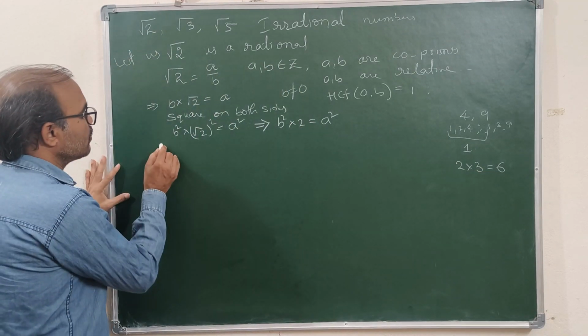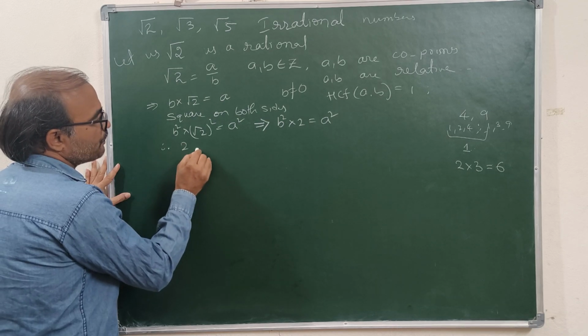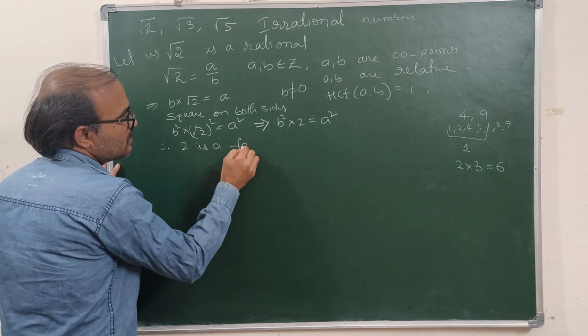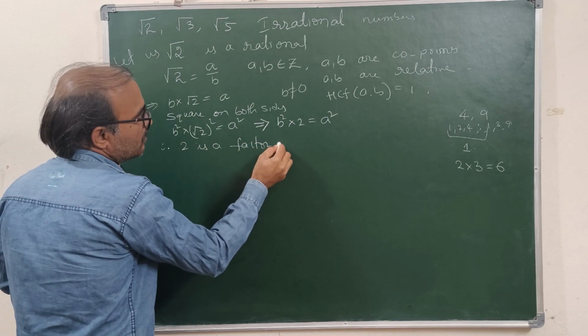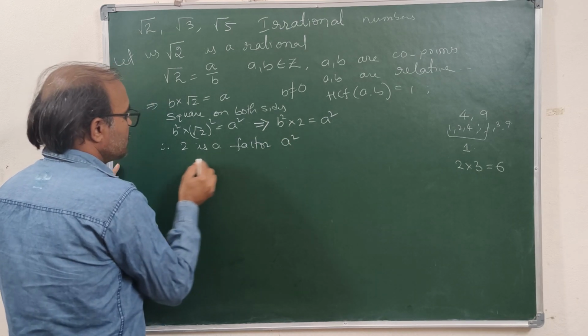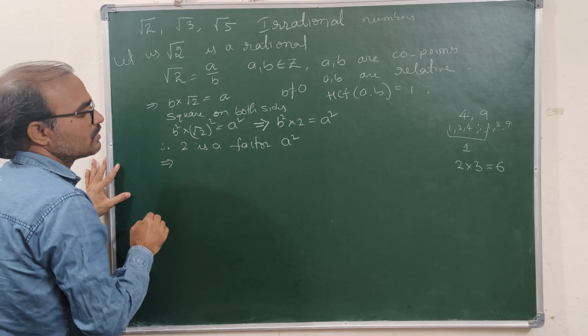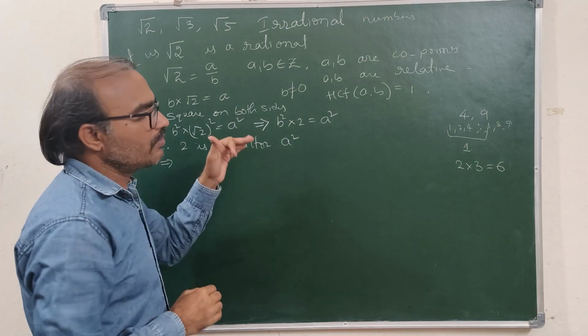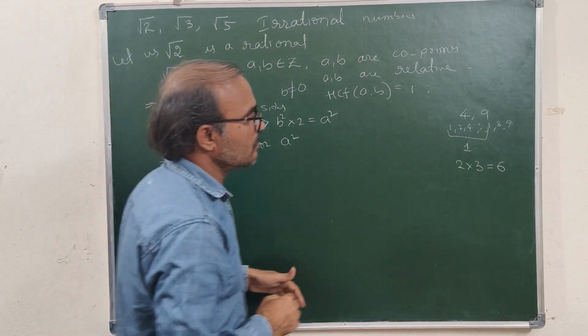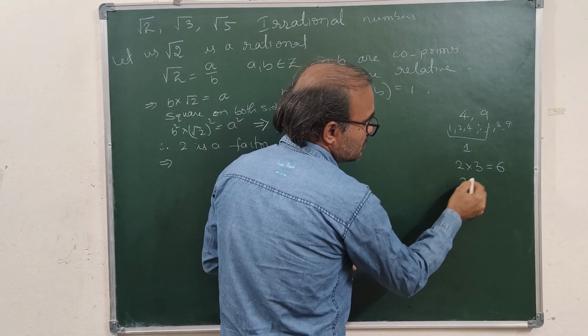Therefore, what we conclude? Therefore, 2 is a factor of a square. So this implies, here again you need some concept, right? So now let us take a number 36.